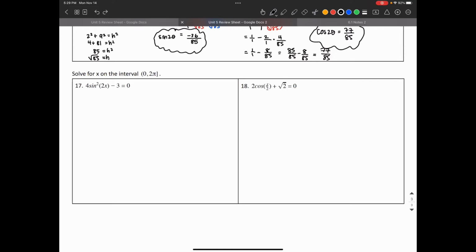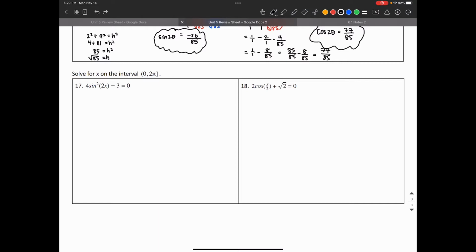For this video, I'm going to solve for x on the interval between 0 and 2 pi. And I'm going to do that for trig functions that have something inside of the function that is not x by itself. So I might have 2x inside, or I might have x over 2 inside. So something multiplied by x, or x divided by something.